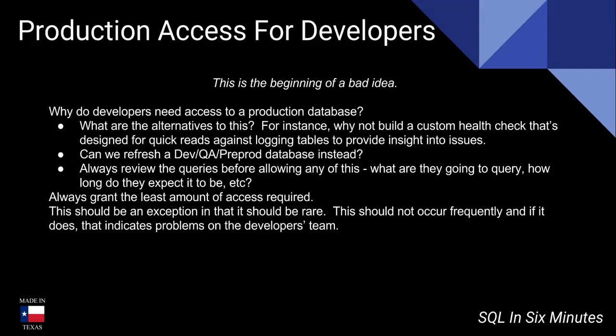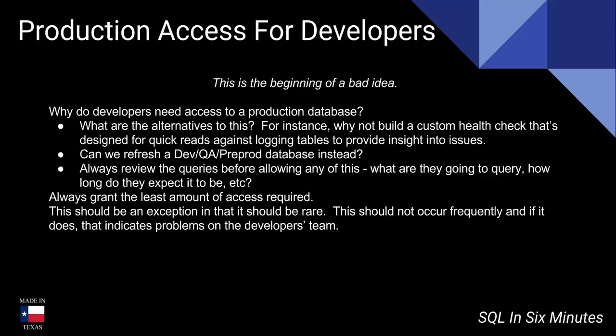Another alternative here is we can refresh a dev, QA, or pre-prod database instead. If you're going to allow production access to developers, for instance, read-only, first of all, grant the least amount of access required, but always, always, always review the queries before allowing any of this, especially in heavy OLTP systems. I mean, if the queries are poorly written, they may interrupt something in production, and then you may have other issues that occur, okay? This should be an exception in that it should be rare.